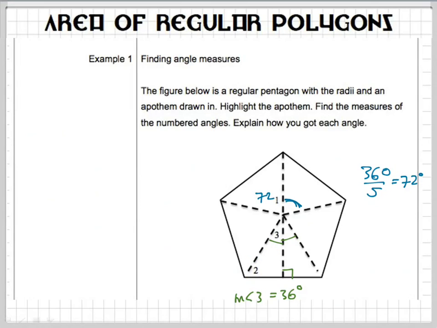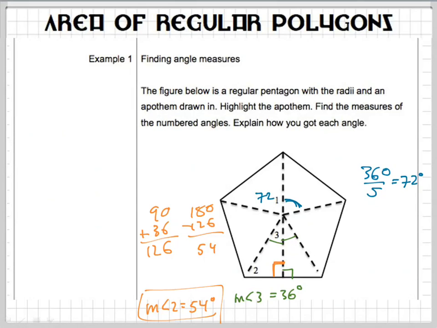Now, if that's 36, what's this going to be? Do you know what all the angles add up to inside of a triangle? 180. And do you know this angle? 90. So we got 36 plus 90, and that's going to be 126. I had to take 180 and subtract the 126, and you got 54, right? So the measure of angle 2 is 54. So it's possible. We can find angle measures without being given one of them.